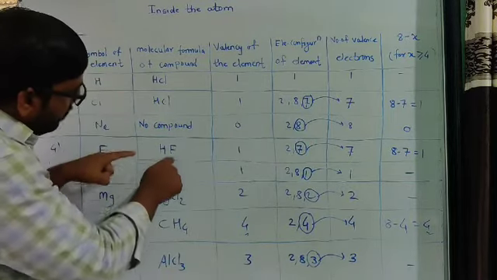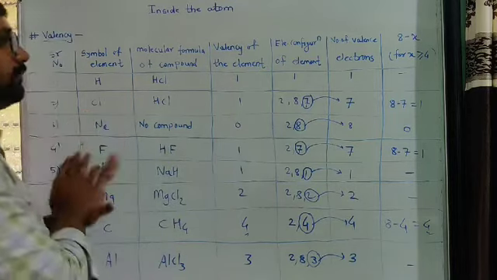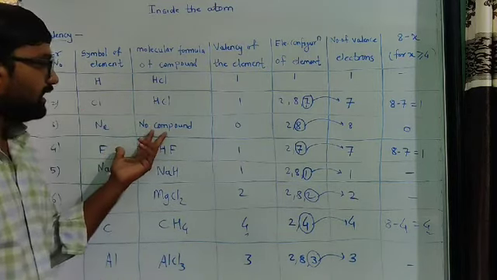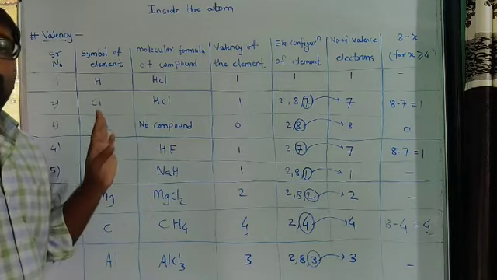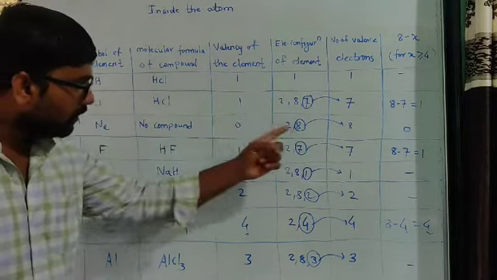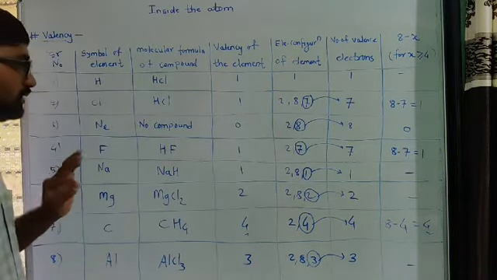So that is why they form compounds. But here the octet is complete, so that element does not react with any other element and does not form any compound. Okay, so what happens in the case of neon? Their octet is complete, that is why it does not react with any other element.